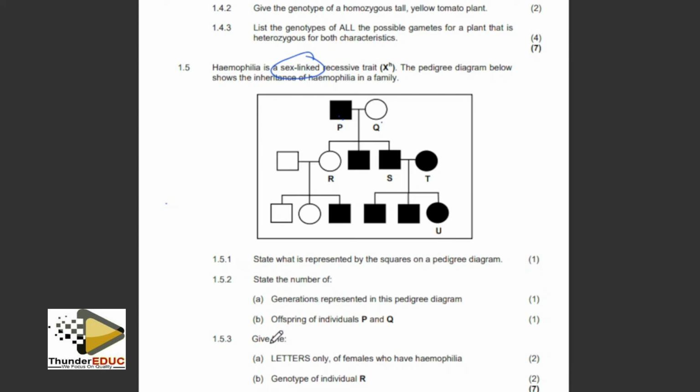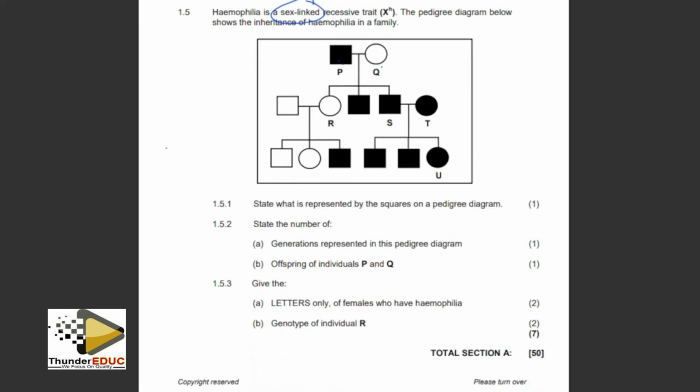They're saying let us give the letters of only the females who are having hemophilia. The females are T and U. Those are the only 2 people who are having hemophilia. Why? Because they are shaded. And then lastly, the genotype of R. Now, how do we find the genotype of R?